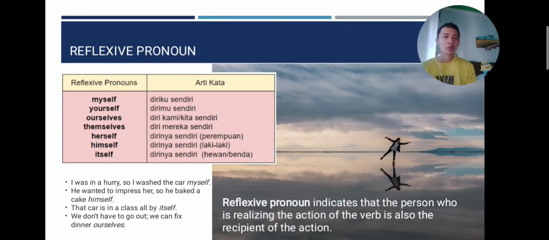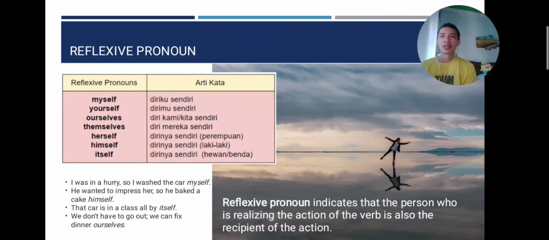So it means that no one helps the person wash the car, but he or she does it by himself or herself. There are some examples of reflexive pronouns: myself means diriku sendiri, yourself dirimu sendiri, ourselves diri kita or kami sendiri, themselves diri mereka sendiri, herself dirinya perempuan sendiri, himself dirinya laki-laki, or itself dirinya sendiri.